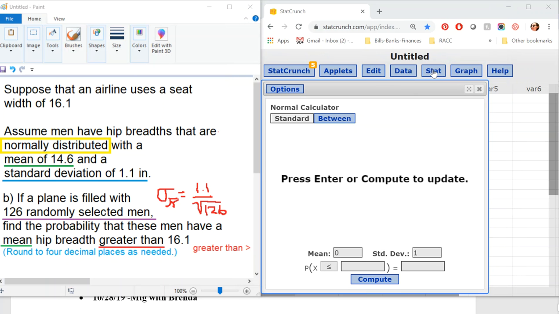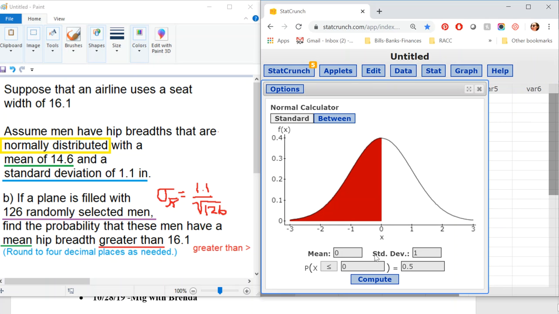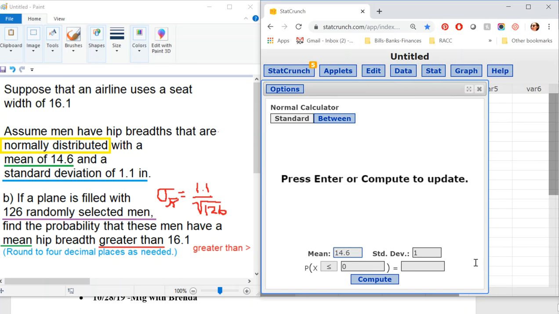So to find the normal distribution, we would go to Stat, Calculators, and Normal. Again, that's Stat, then Calculators, then Normal, and that will bring up this screen. Now, it's not a standard normal distribution. It is a distribution of sample means. So according to our central limit theorem, the mean stays the same as the population mean, but our standard deviation becomes the standard error of the mean. That's that 0.098 number that I computed using the calculator.